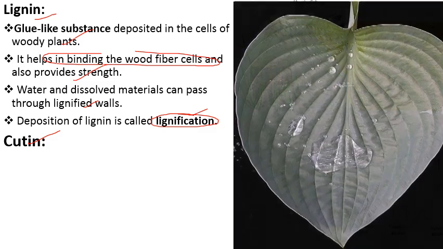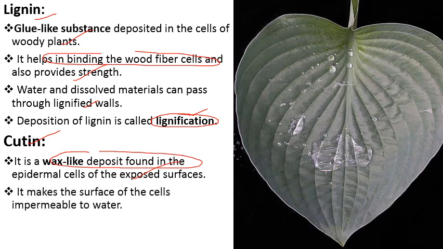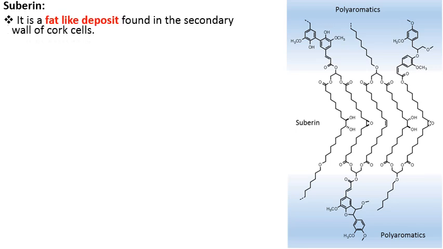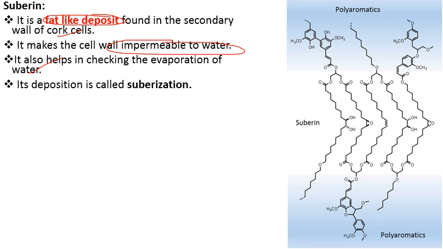Next comes chitin, a fat wax-like substance. So wax-like deposit which is found in the epidermal cells of the exposed surfaces. It makes the surface of the cell impermeable to water, and the deposition process is known as chitinization. Next we have suberin. It is a fat soluble deposit found in the secondary cell wall of cork cells. It makes the cell wall impermeable to water, and it also helps in checking the evaporation of water. So it does not allow water entry, and the process of deposition of suberin is known as suberization. This is the chemical structure of this suberin.